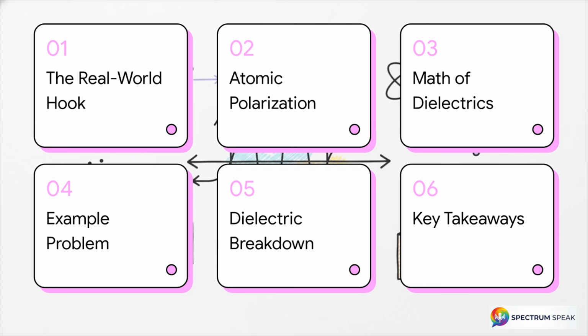Here's our roadmap for today. First, the real-world dielectric hook. Two, polarization and the atomic zoom-in. Three, the math of dielectrics. Four, a step-by-step example problem. Five, the breakdown gotcha. And finally, six, our summary and key takeaways.